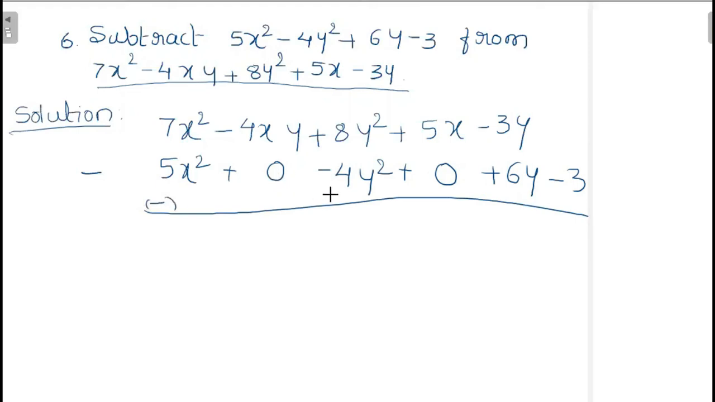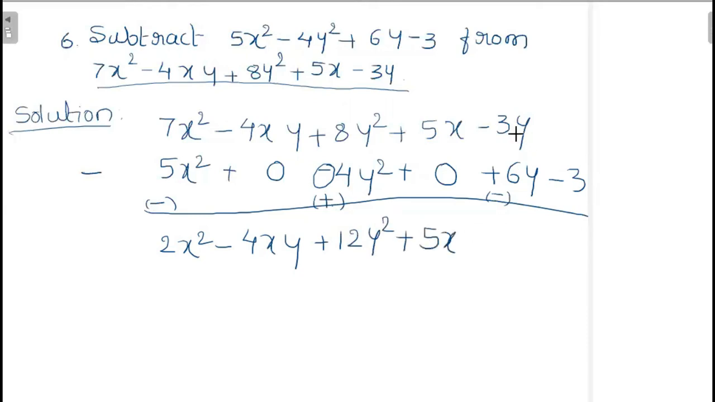Here anyhow number is not there. Here also you have to change the signs. Next, consider this sign. 7 minus 5, it is 2x square. Here it is directly minus 4xy. Here plus 8 plus 4. This sign you have to consider; this sign will not be considered. Plus 12y square plus 5x. Here minus 3y minus 6y, minus 9y, minus 3. Let us take next example.